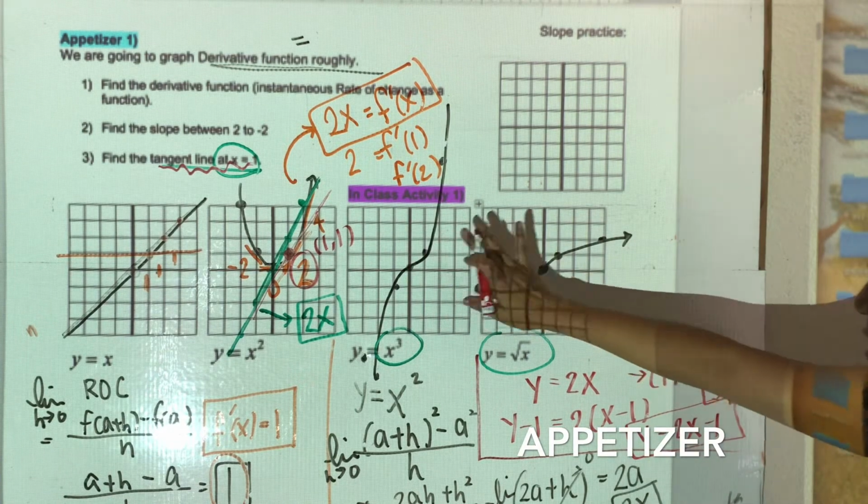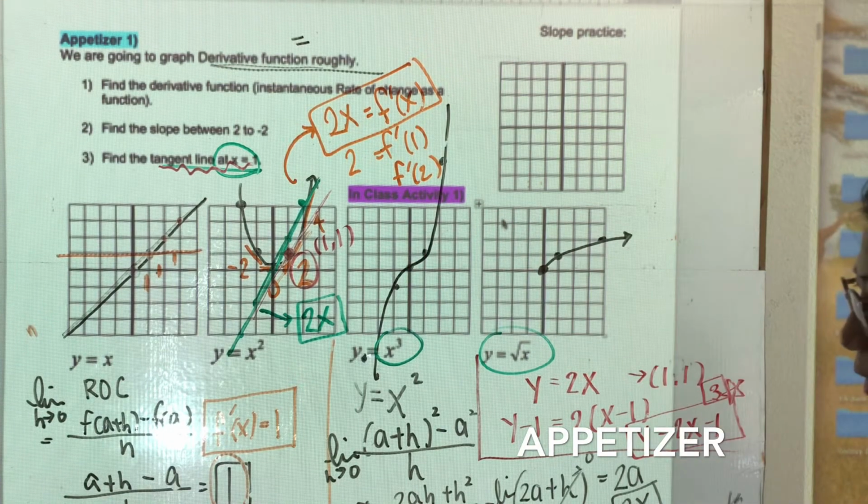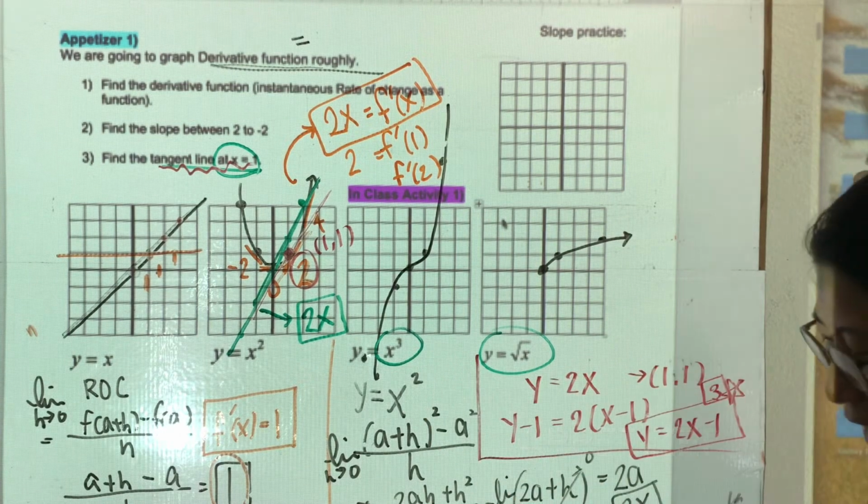Okay, so try the next 2. And then I will come back to you. Do the rate of change first. This is not going to be easy.